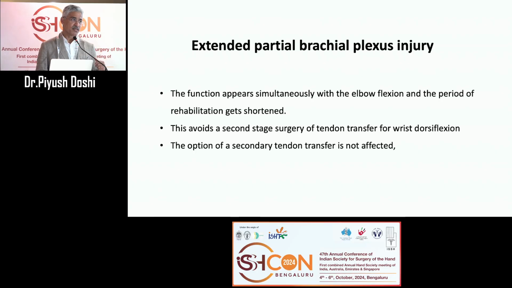And of course, the option for wrist extension in these cases is FDS middle finger to ECRB, which is always preserved. So even if your nerve transfer fails, there is an option to get the wrist extension.